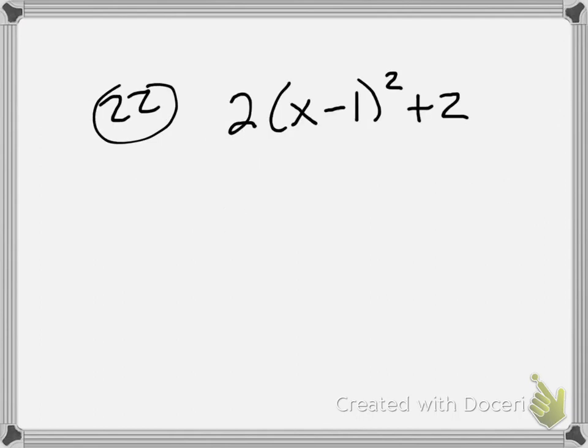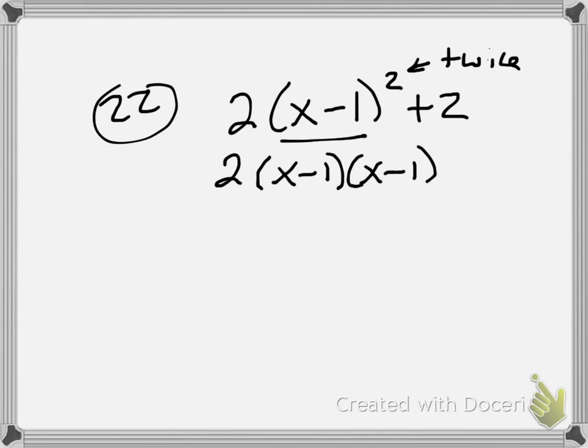Okay, and number 22, it wants us to write this function into standard form, which just means it needs to be multiplied out. Remember, that square right there means that you want to write this thing twice. So we're going to have the 2 out there, but this x minus 1, we're going to have to write it twice, plus 2. And now when we multiply this out, we can only multiply 2 things together at once. So we're going to multiply those 2 together.